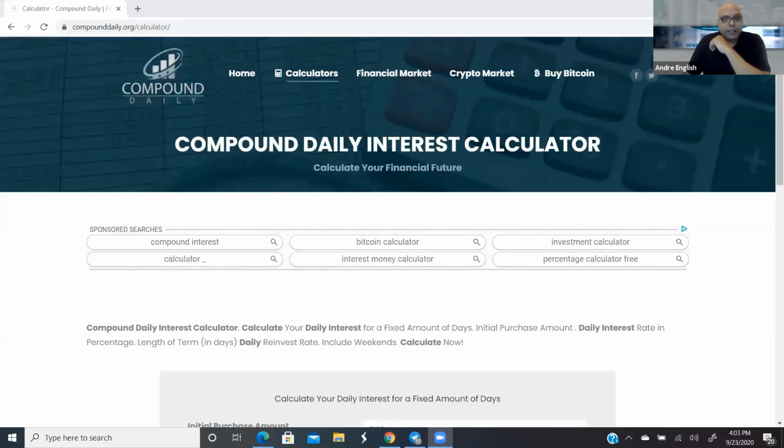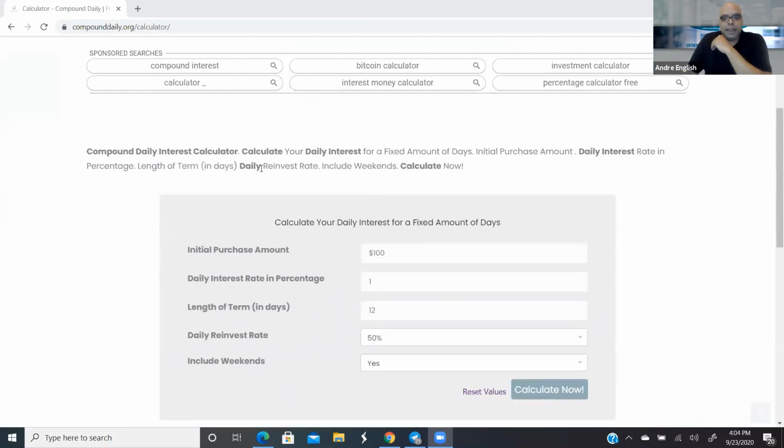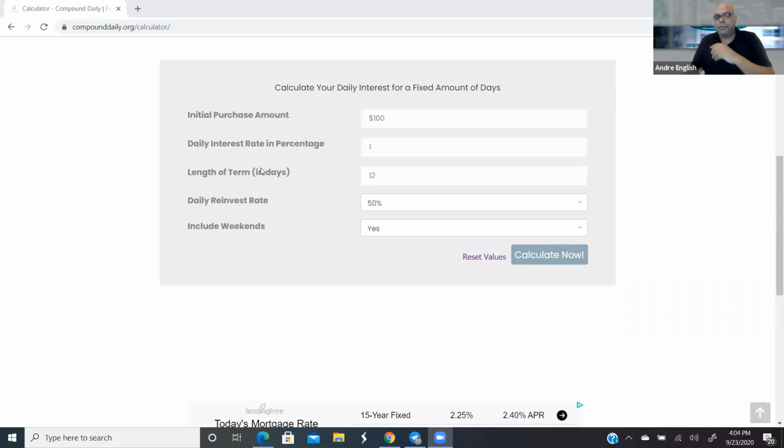As we share our screen, you'll see right here that we came to compounddaily.org. This is my favorite site to use for a compound calculator. What I like about this is it allows you to come in here and play around with and make some decisions on some of the goals that you might have financially.